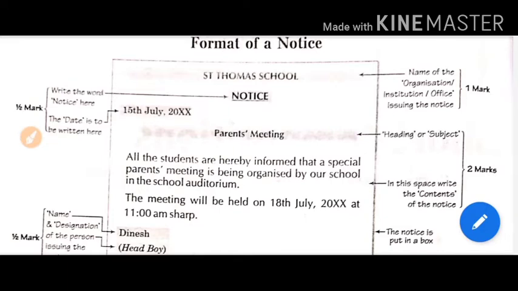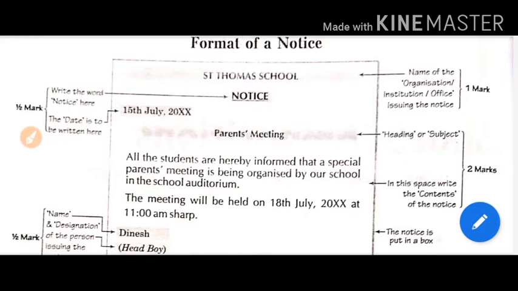Okay, after that we have to write down notice in capital letters. Write the word notice here. You can see, if you are writing notice using small letters also, it is better to underline, and if you have written in capital letters, then no need. Okay, next part, you have to write down the date.